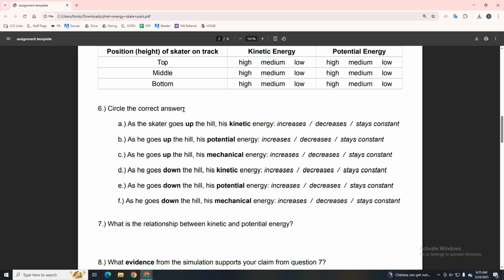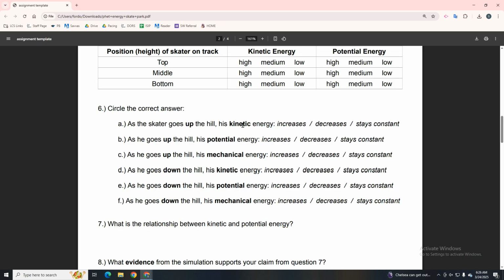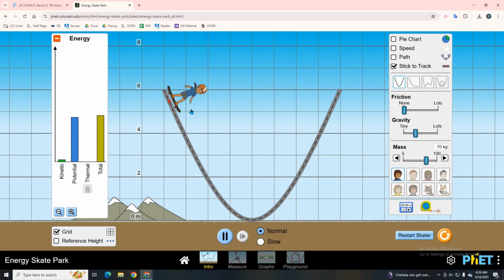Now you're going to circle the correct answer. 6A, as the skater goes up the hill, his kinetic energy increases, decreases, or stays constant. As the skater is going up the hill, what's occurring to the kinetic or moving energy? 6B, as he goes up the hill, his potential energy is doing what? So as the skater is going up the hill, what is happening to the potential energy?